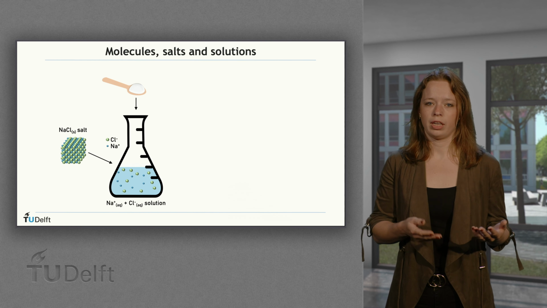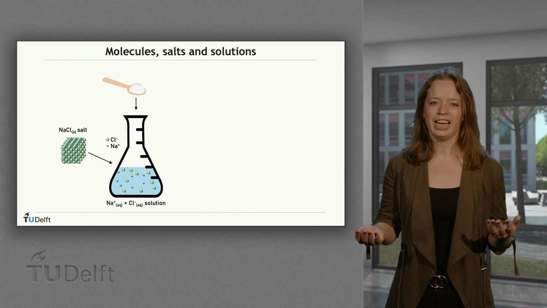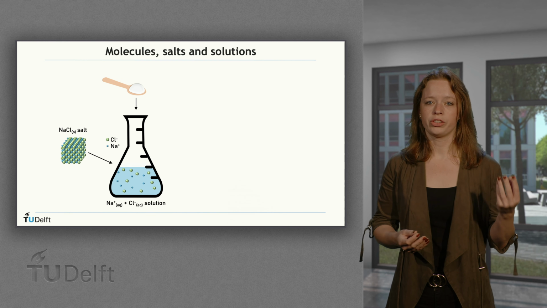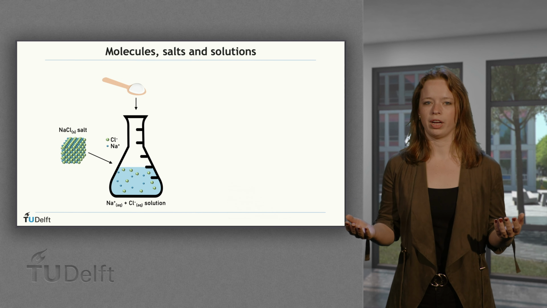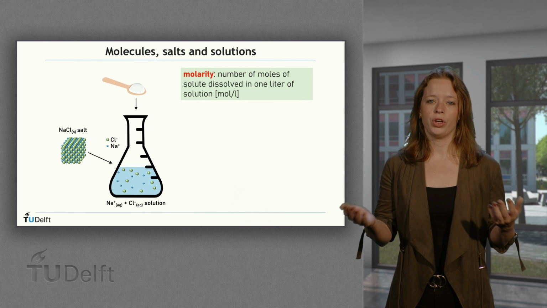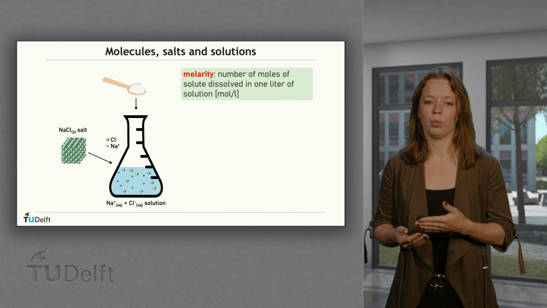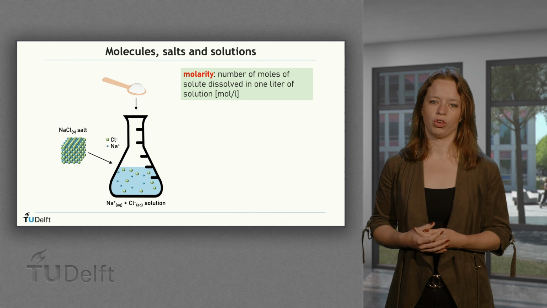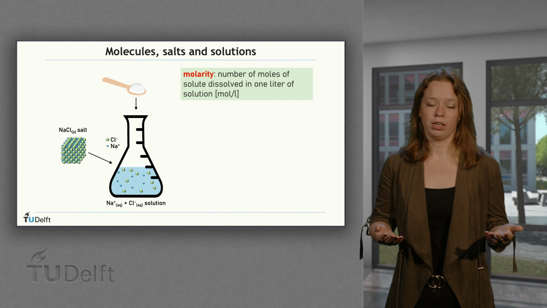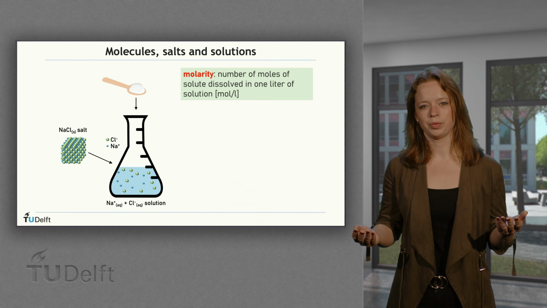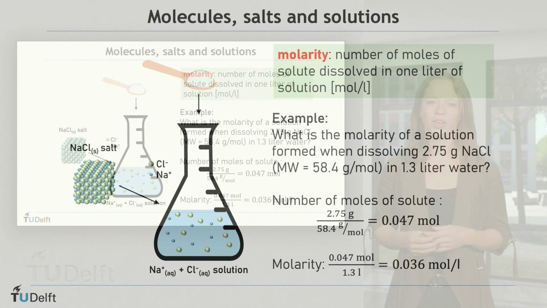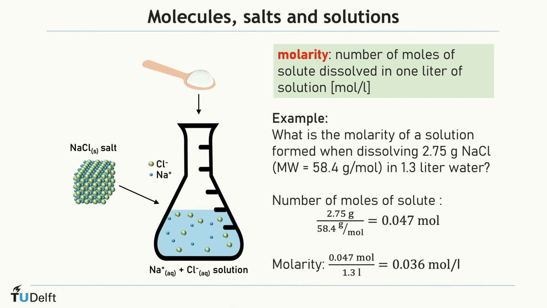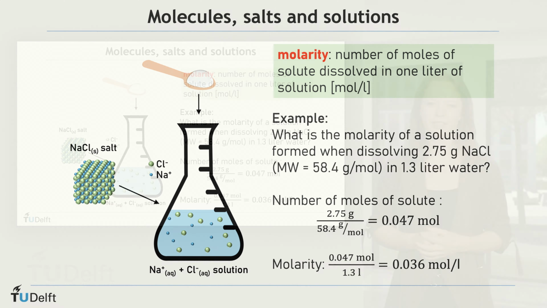If you take a solid, like for example a salt such as sodium chloride, and put it in a solution such as water, the salt can dissolve. The solution that is formed contains sodium ions and chloride ions. We call the number of moles of this solute that is dissolved in 1 liter of solution the molarity of the solution. The units of molarity are, not surprisingly, mole per liter. This example shows you how you can calculate the molarity of a solution when you know the molar mass of the molecule, the number of grams you are dissolving, and the volume of the solution you are dissolving it in.